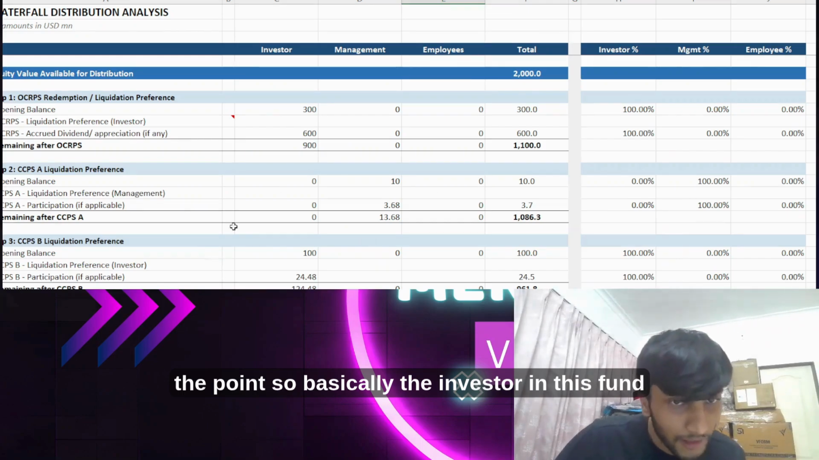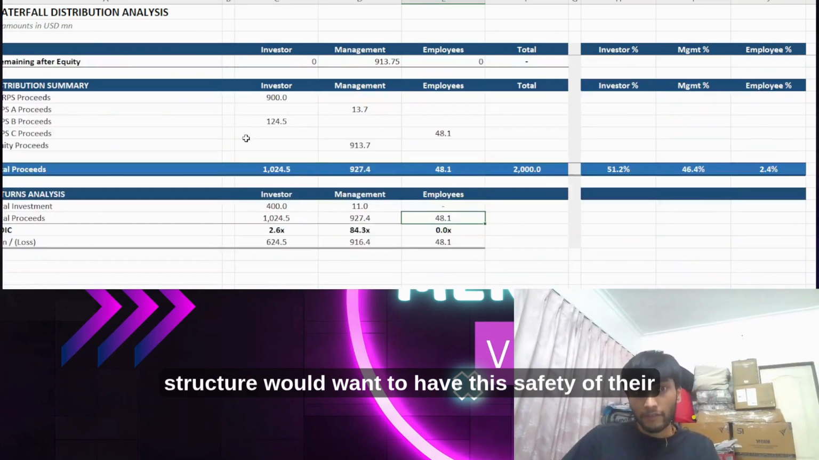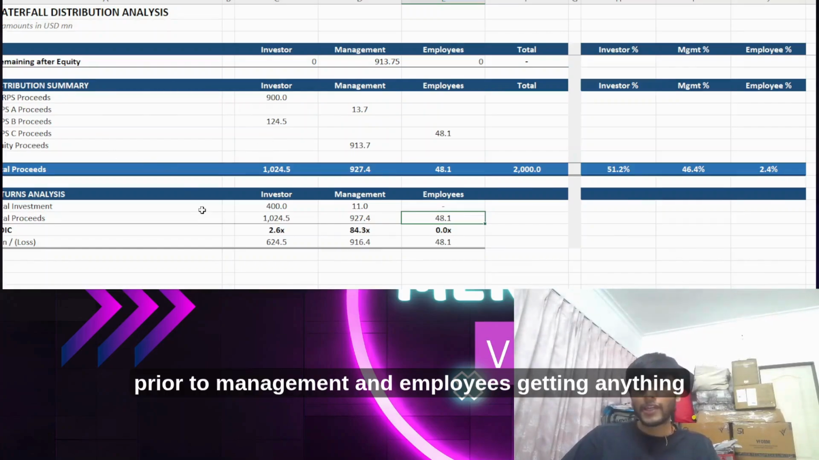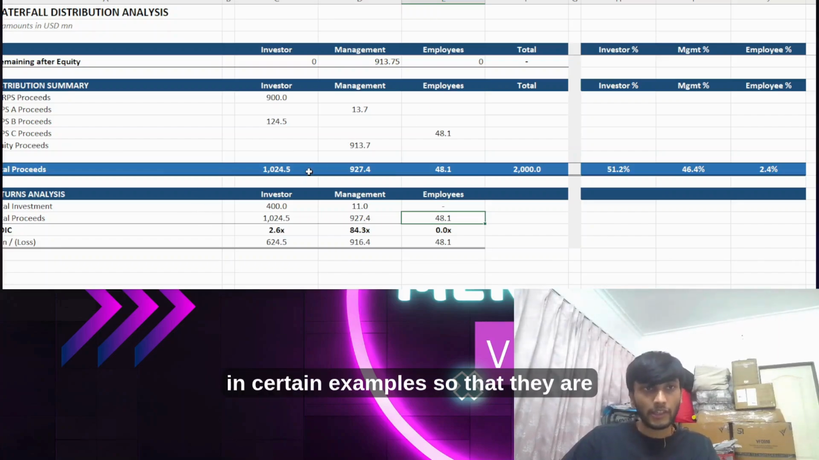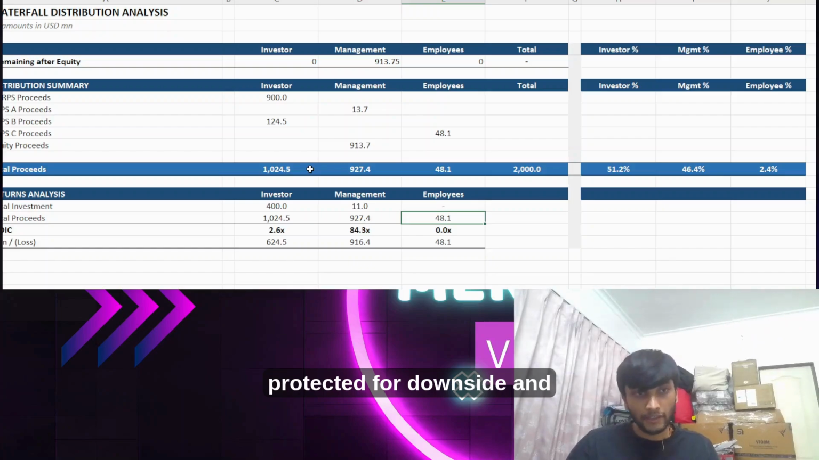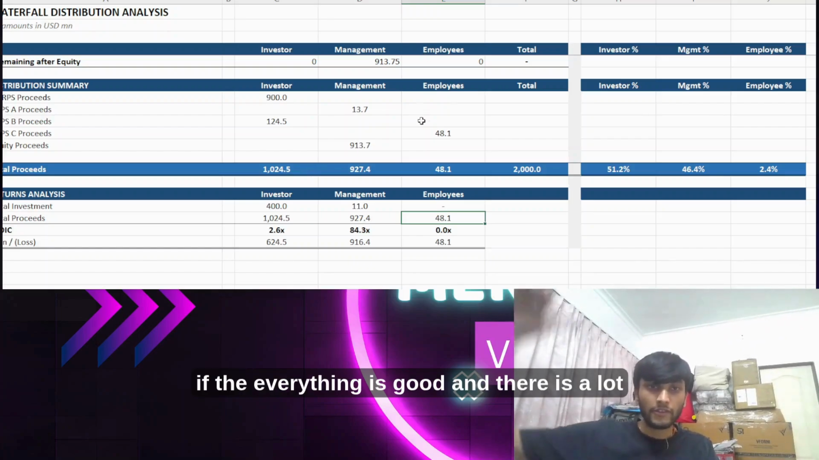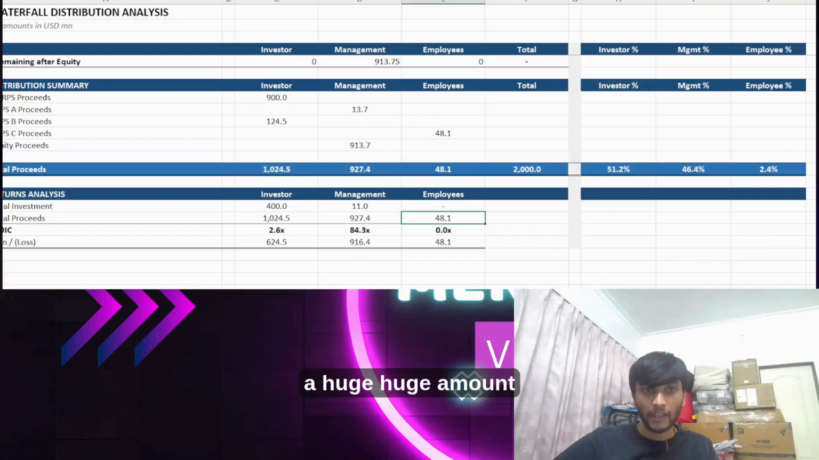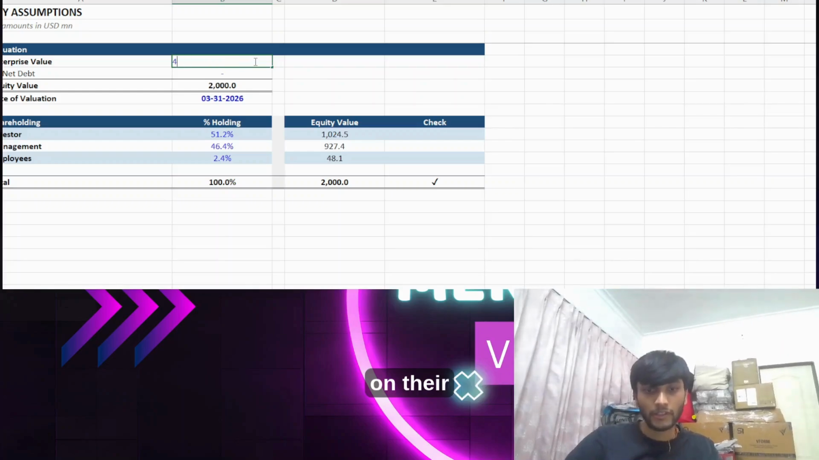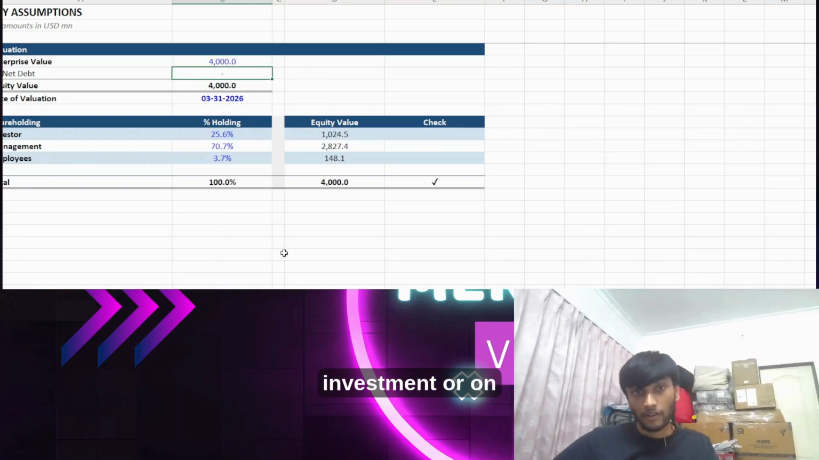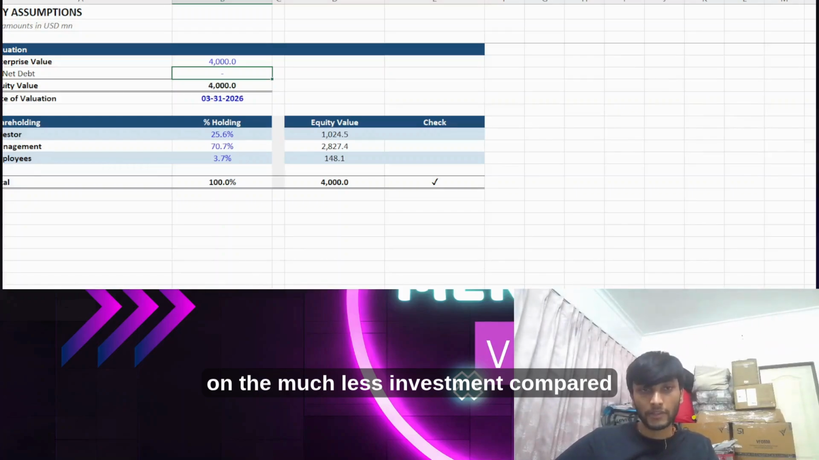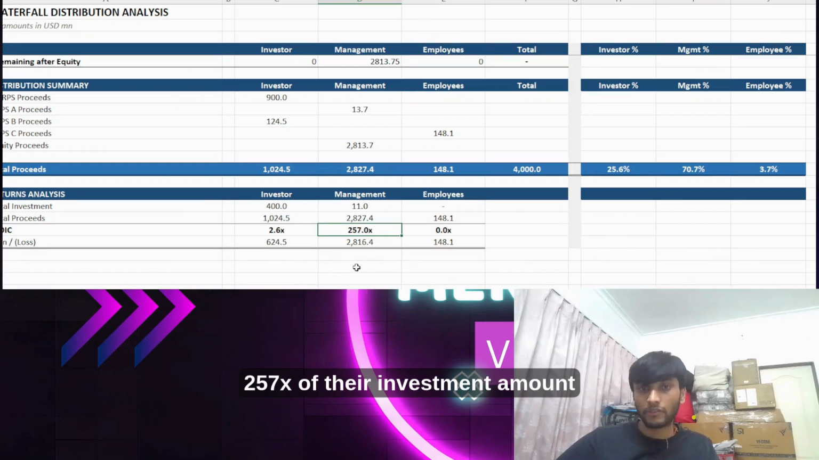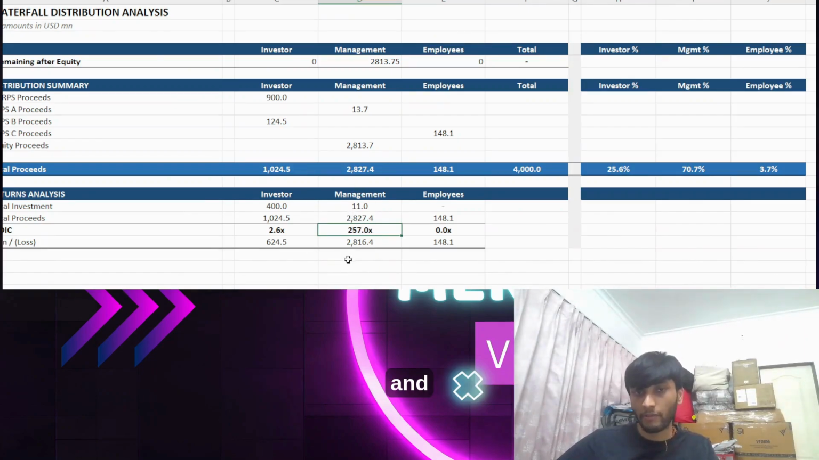So basically, the investor in this fund structure would want to have this safety of their principal and return prior to management and employees, or founders in certain examples, getting anything out, so that they are protected for downside. And if everything is good and there is a lot of upside, then the management is obviously the one who will get a huge amount on their investment, which is much less compared to the investors'. As you can see, in this case, management at 4 billion valuation makes 257x of their investment amount.